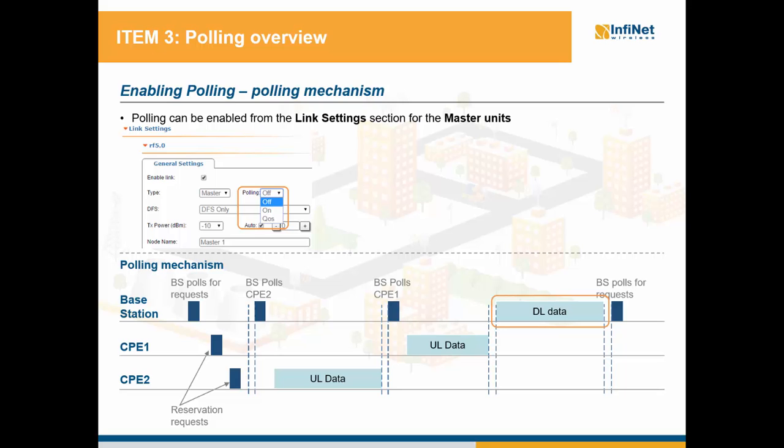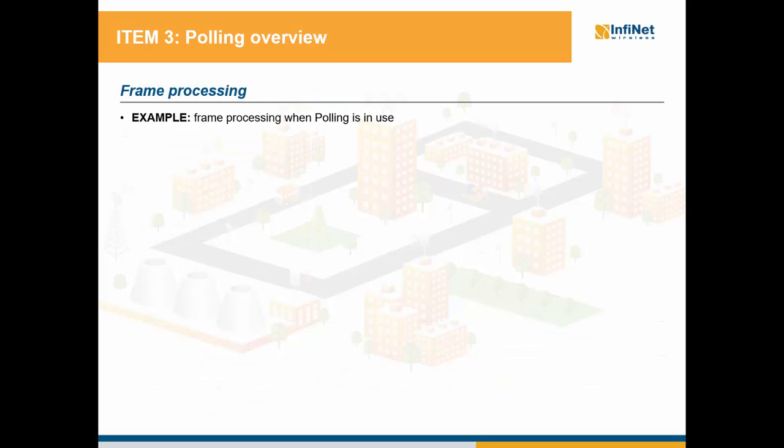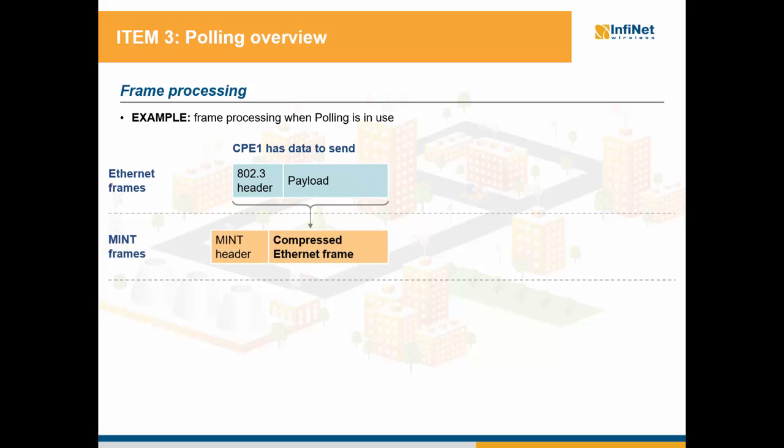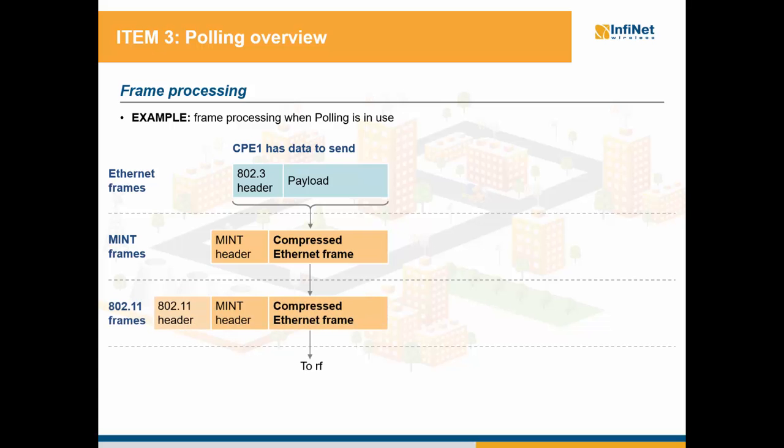Let's see how frame processing is performed when polling is in use. We'll assume CPE1 has data to send, and it is polled by the base station. Then the Ethernet frame is compressed by stripping the unnecessary information contained in the protocol headers, and it is converted into a Mint frame. Mint adds its own header in order to be able to route the packet through the Mint network. Afterwards, standard 802.11 encapsulation is performed, and the whole frame is sent over the air. Of course, for the next CPE, which is polled further by the base station, we have the same mechanism.